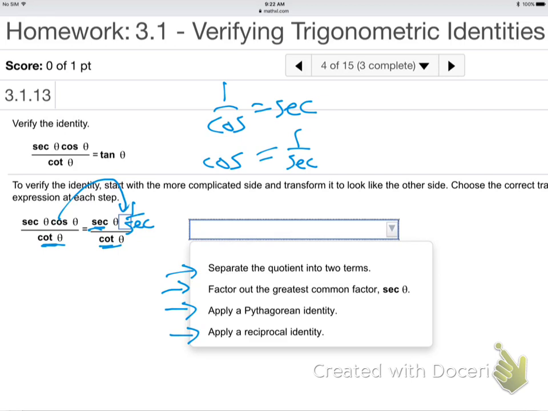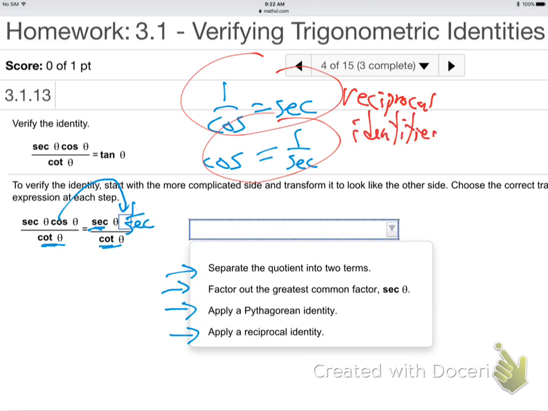So which one of those words, let's read through the words. Separate the quotient into 2 terms. Apply reciprocal identity. Yeah, I agree. It's apply reciprocal, because these are reciprocals, aren't they? Upside down. These are reciprocal identities. Yeah, apply reciprocal identity. I believe that's it.